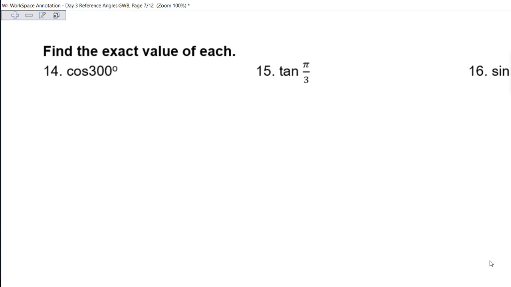Now we need to find the exact value of each, so we're doing the same thing. Now we need to find the cosine for 300 degrees. So what would my reference angle be? It's 60 degrees away from the x-axis, so 60 degrees. So if I'm looking up the cosine of 60 degrees, what's the cosine of 60 degrees? 1/2. Now I have to decide, is it going to be positive or negative?